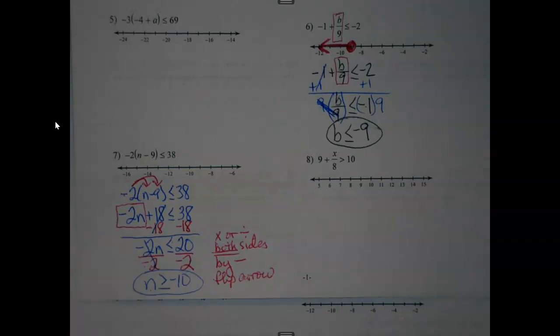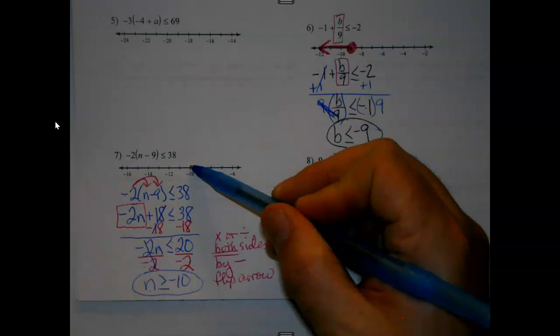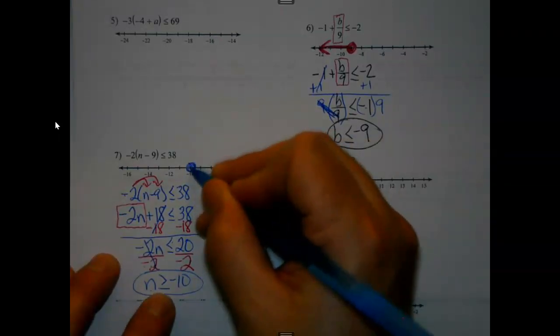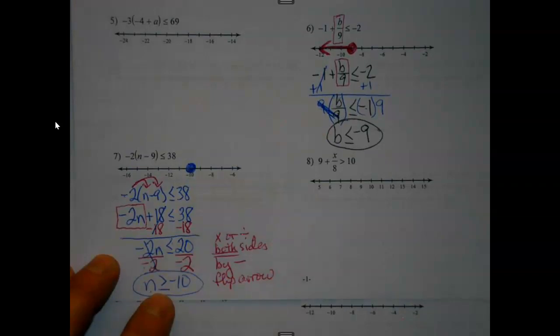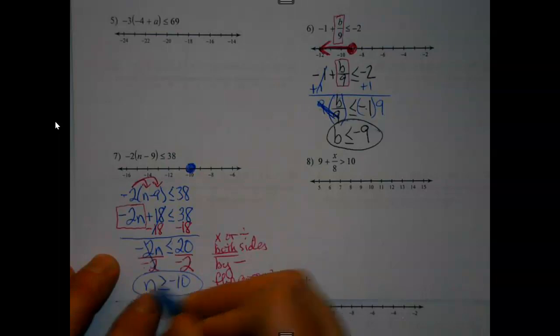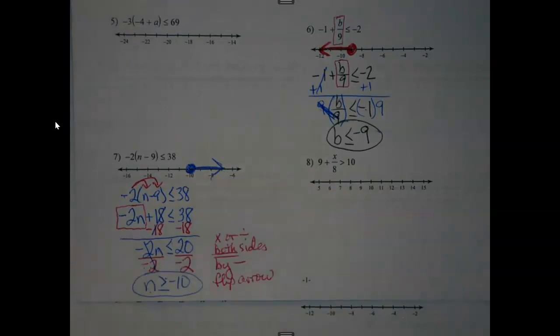And I'm to my answer. And everything else is still the same. Go to negative 10. It's "or equal to," so it's a filled in dot. I need to find a non-filled in dot next. And n is greater than or equal to, and we get that set.